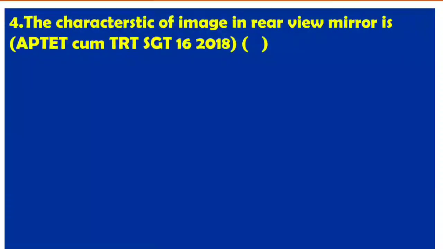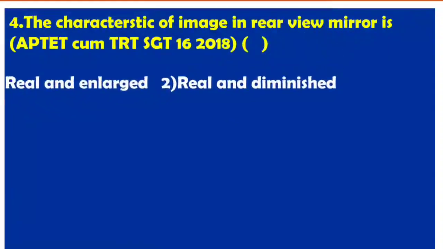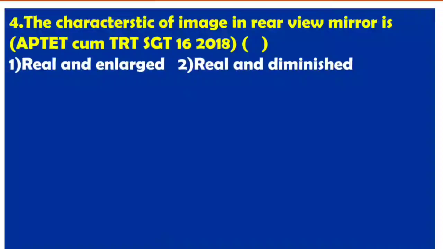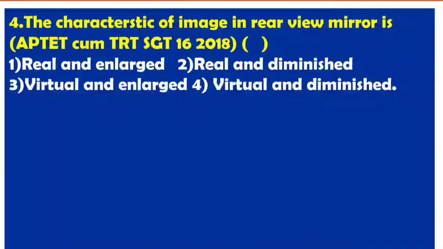Fourth question, the characteristic of image in rear view mirror is. Here given options are: option 1 real and enlarged, option 2 real and diminished, option 3 virtual and enlarged, option 4 virtual and diminished. Convex mirror or rear view mirror always forms virtual, erect and diminished image. So correct option is option 4.